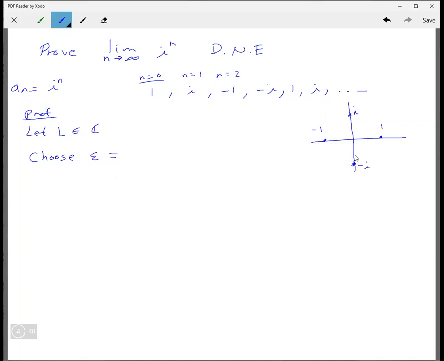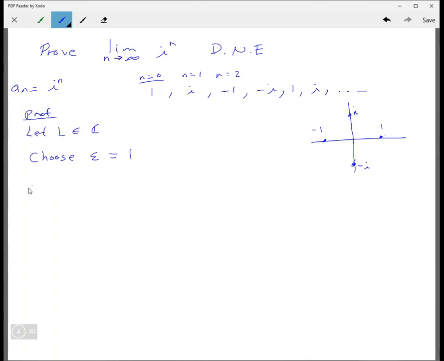let's see. Let's just take these 2 points here, 1 and -1, just those two. The distance between those is 2, right? So let's let epsilon be 1. Okay, we'll just choose epsilon to be 1. And we'll show that this can't work.